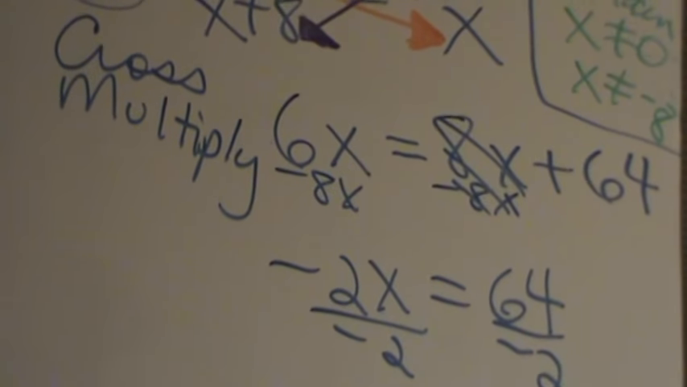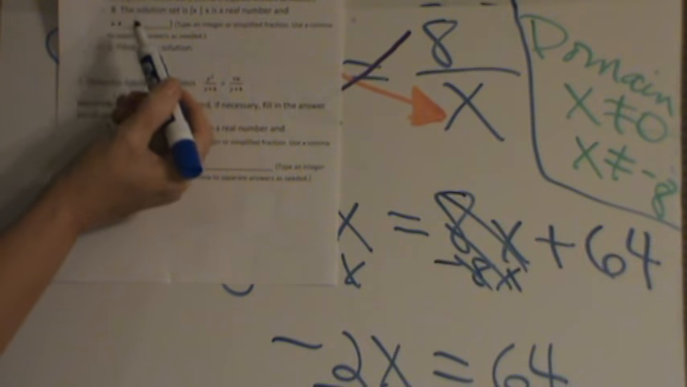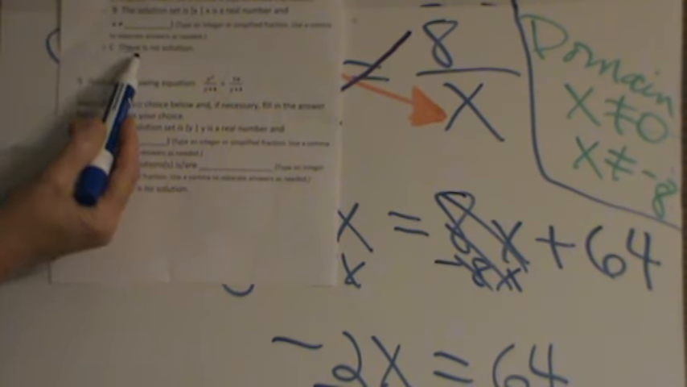Now my Labs Plus is really trying to mess with you here on these choices. Don't let them. That whole mess about solution set is x such that x is a real number and x cannot be blah blah blah blah. Don't worry about that. You might have to pick C. There might be a no solution if something happens here with the domain. But choice A, and you just fill in -32.